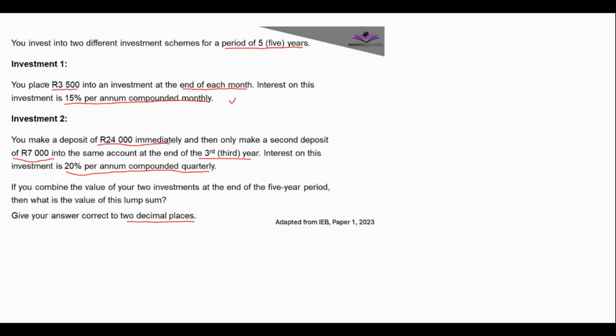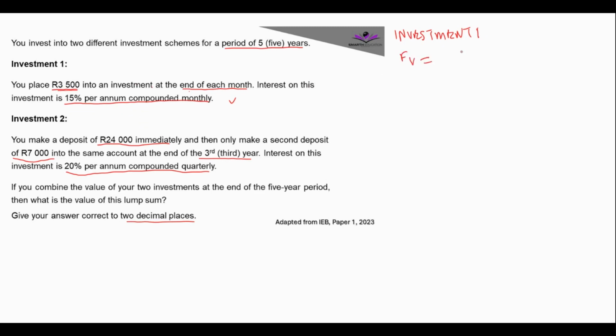Let's start with investment 1. We have to find the future value for investment 1 and also find the accumulated amount here for investment 2, and then we add them. Okay, let's start with investment 1. If you want, you can list your information, but what we have here, we have the installment, which is the x. Let's start by writing the formula.